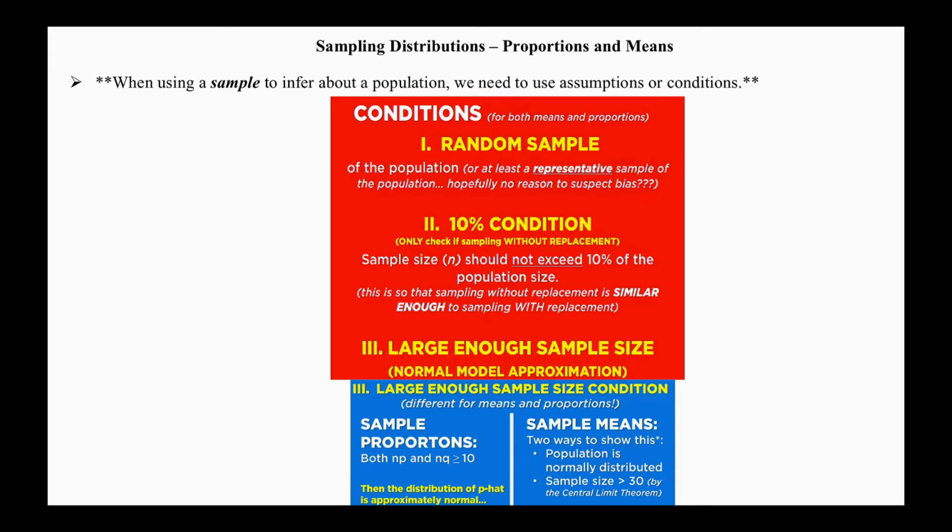So these are the first things. Sometimes they're called assumptions, sometimes they're called conditions. It's the same thing. The first one is the sample that they're talking about. Is it a random sample? Did they do it correctly? Most of the time they'll say they took a random sample. So that's the first one.